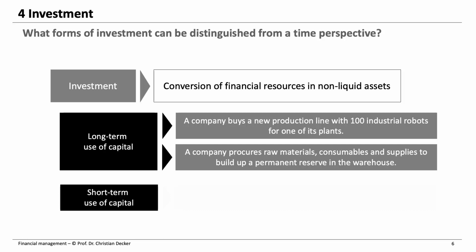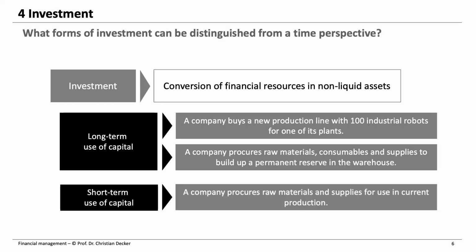Short-term capital expenditure involves an investment in assets that are used or consumed during the year. An example: a company procures raw materials and supplies for use in current production. Occasionally, the concept of investment is narrowed down in the literature. An investment in the narrower sense of the term is only the long-term commitment of financial resources in non-liquid assets.